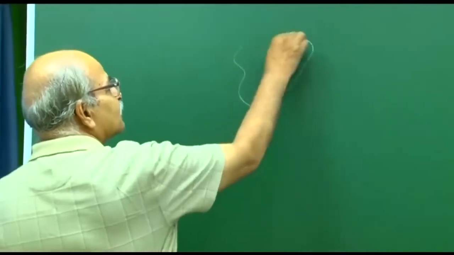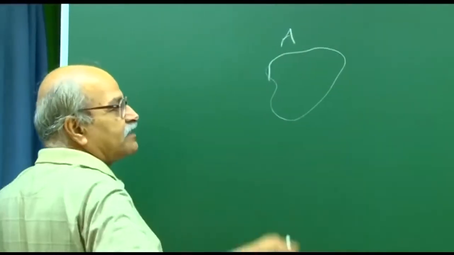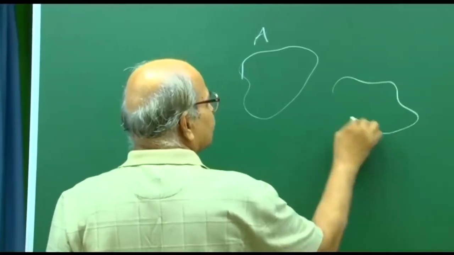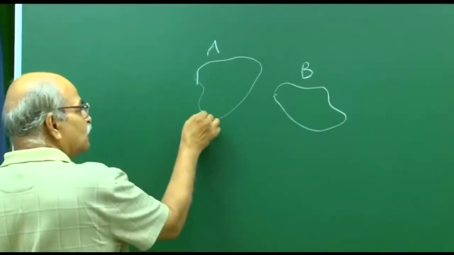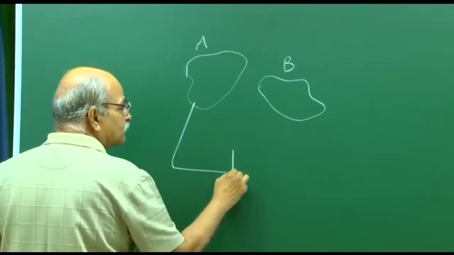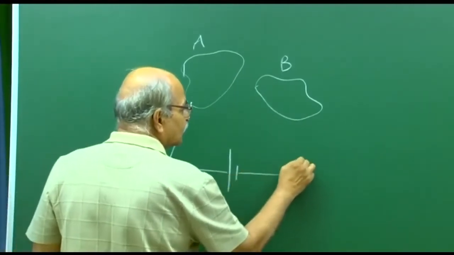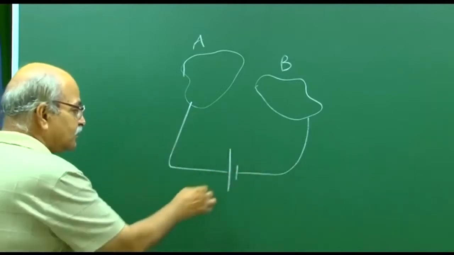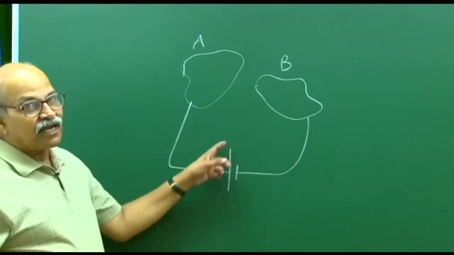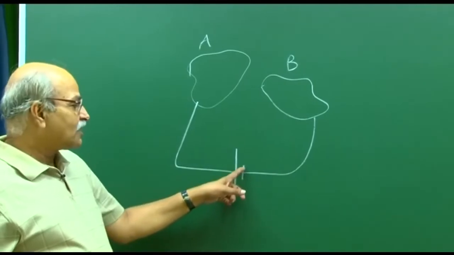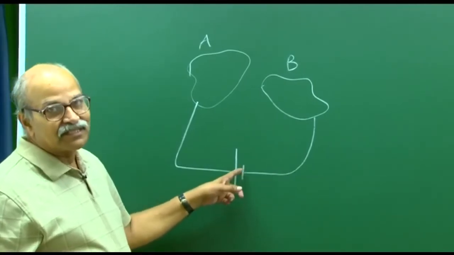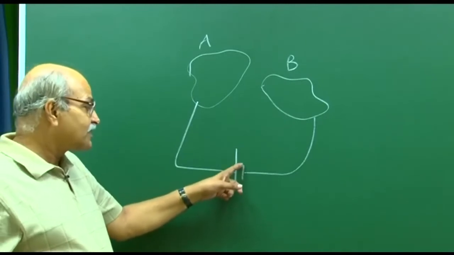Now, suppose you have two conductors and connect them to the two terminals of a battery. Suppose you have some conductor A, and nearby you also have some other conductor B, and you connect them to a battery or a cell. This is the symbol for battery. The longer line represents higher potential, the smaller line represents lower potential, which we generally take 0, but not necessarily.